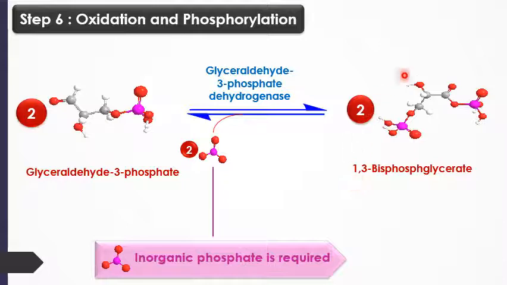1,3-bisphosphoglycerate. Here we can note the 1-phosphate group is linked at site 1 and the other phosphate group is linked at site 3 of the glycerate group. This process also includes the conversion of 2 NAD+ into 2 NADH plus 2 protons.